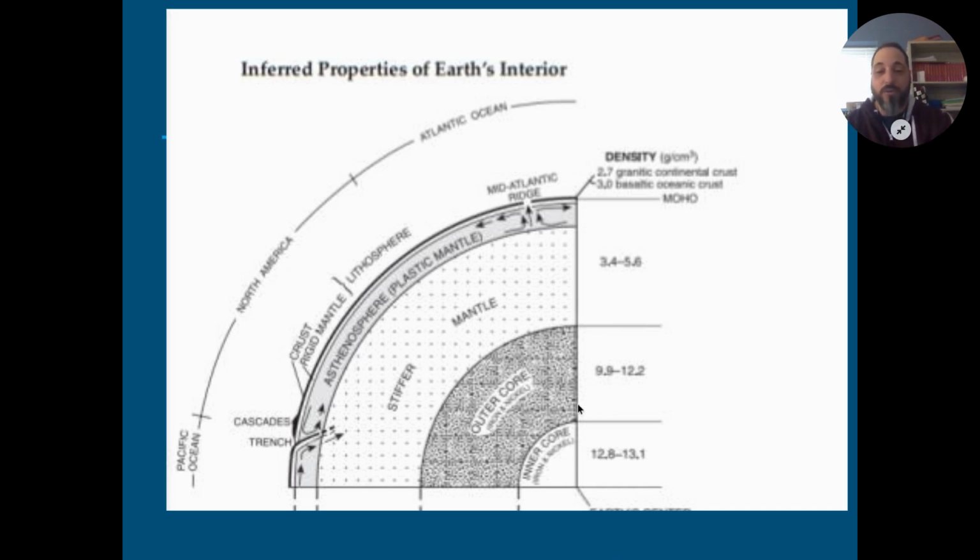Next, we have our outer core. So this is the first layer of our core, and it is totally liquid. That's something you need to remember about this particular layer. It's going to be entirely liquid. That's different than our inner core, which is going to be totally solid.